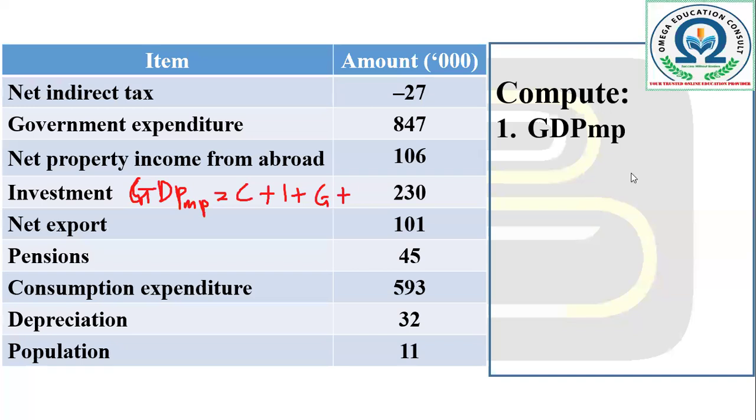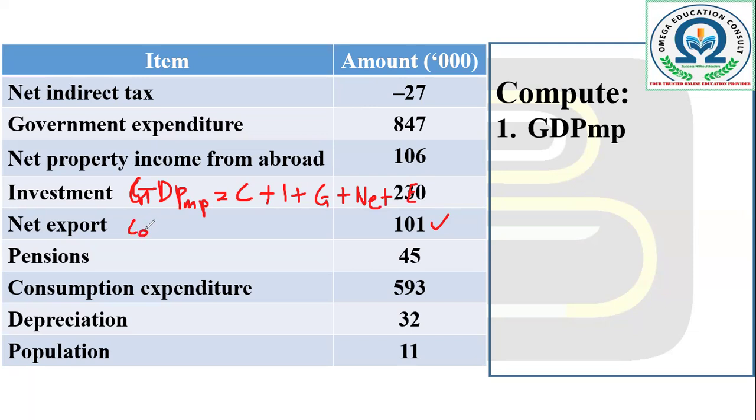So you have to add net export. So the net export has been given here. So we then add net export. So plus net export. And then you will have to write in full, as I keep mentioning. So our computation is going to be this.